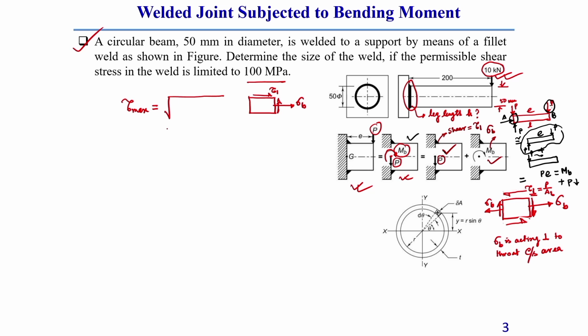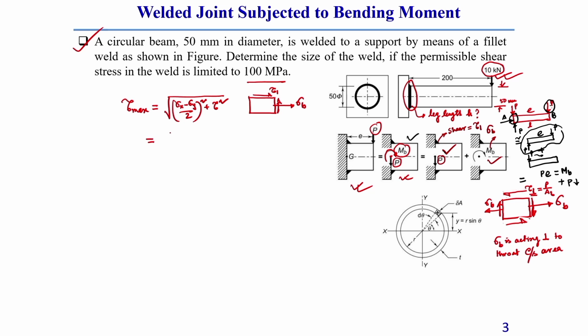So I am not going into details of how to get these things. We know this formula: tau max is generally the square root of ((sigma x minus sigma y) divided by 2) squared plus tau squared, the shear stress component.